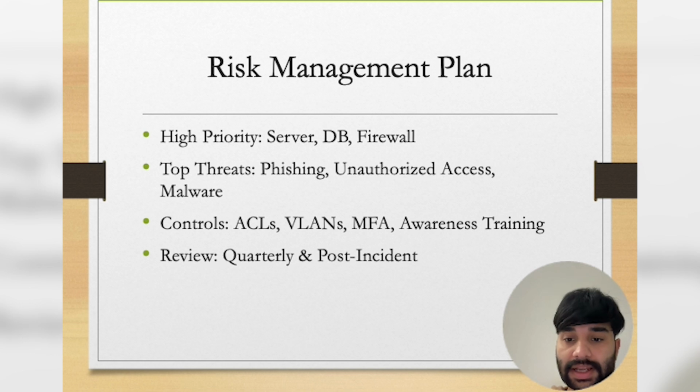We followed the NIST framework to identify the key assets and threats. High priority assets included the finance server and database. Threats included phishing, unauthorized access, and malware. We proposed controls like VLANs, ACLs, endpoint security, and quarterly reviews. Each control was mapped with responsible roles and timelines.